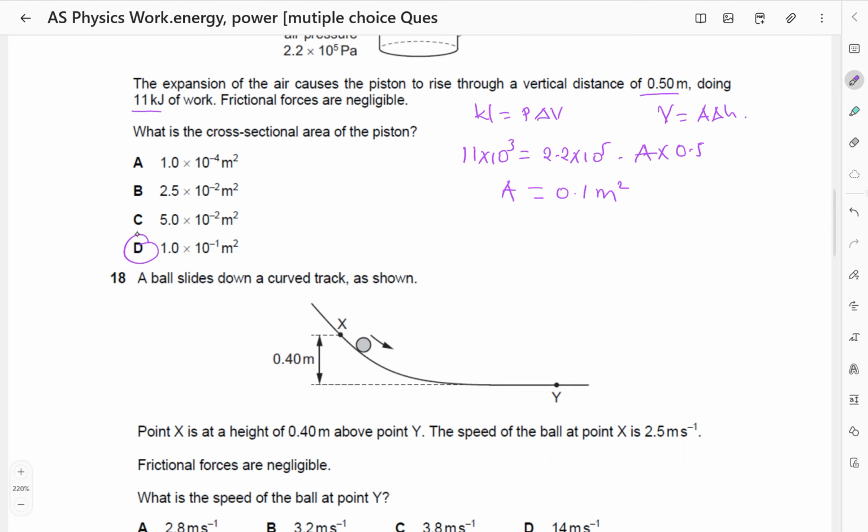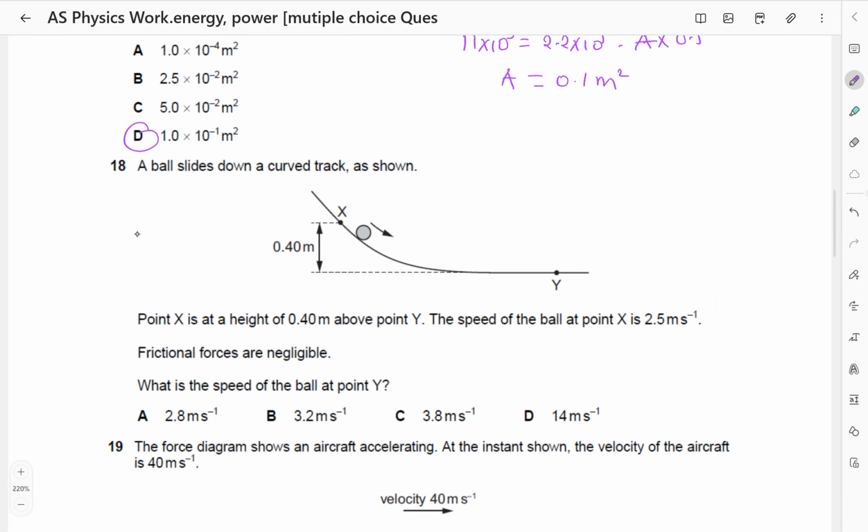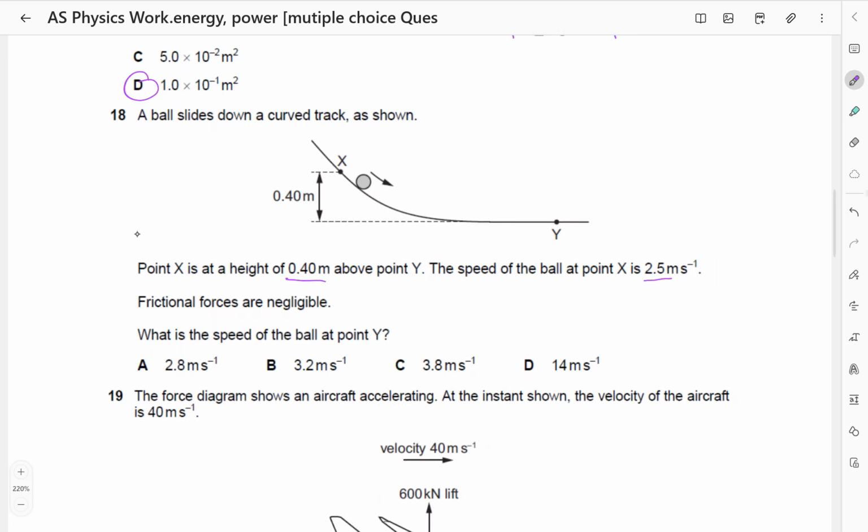The ball slides down a curved track as shown. Point X is at a height of 0.4 meters above point Y. The speed of the ball at point X is 2.5 meters per second. Frictional forces are negligible, so that makes this very easy. The loss in potential energy should equal the gain in kinetic energy. What is the speed of the ball at point Y? Because it slides, we can say it starts from rest.